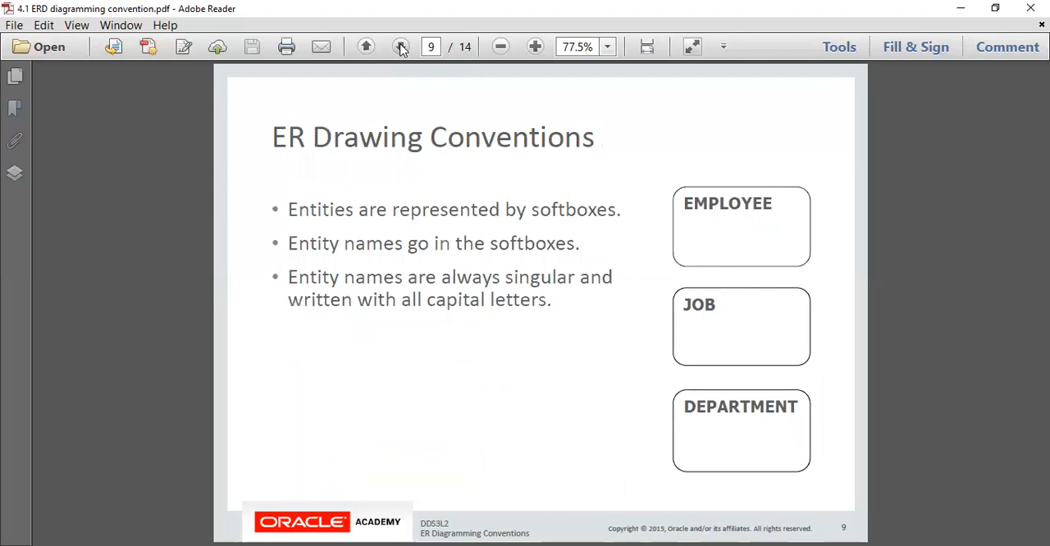So here, drawing conventions, from what we have seen in the diagram, you can see entities are represented by soft boxes. So we have our entities, and the entity name goes into the soft boxes. So you can see we have employee, job, department. Entity names are always singular and written with capital letters.